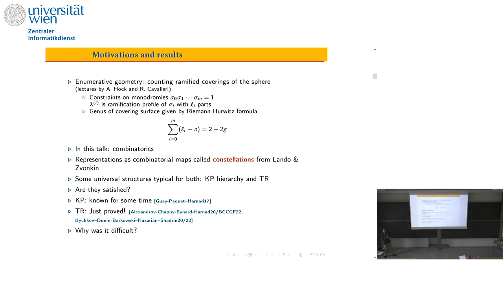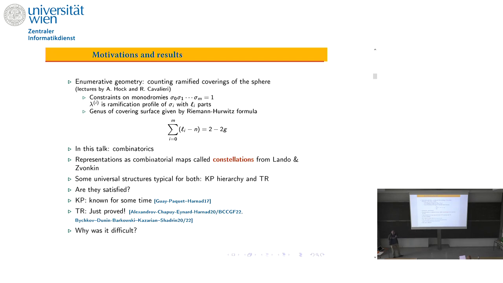So that problem that I introduced for purely combinatorial reasons also pops up in enumerative geometry as counting ramified coverings of the sphere. And we had lectures from Alexander Hock and Enzo Cavalieri in the previous two days about that. So I just want to make the link very quickly. The product of permutations being one means that you have a constraint on the monodromies, because you are covering the sphere, basically, where lambda i is the ramification profile of sigma i with l_i parts. And the genus is given by the Riemann-Hurwitz formula that I wrote there.